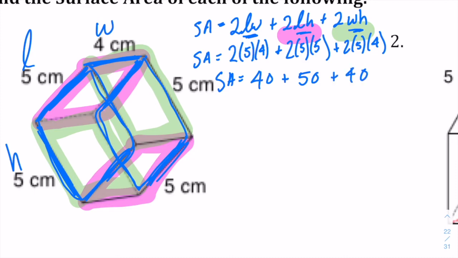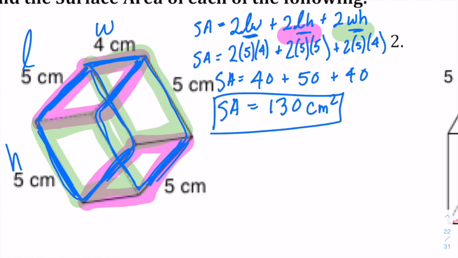So 40 is 80 plus 50 is 130. And this is area still, so it is still square units. So centimeters squared. And so that's the surface area of this rectangular prism.